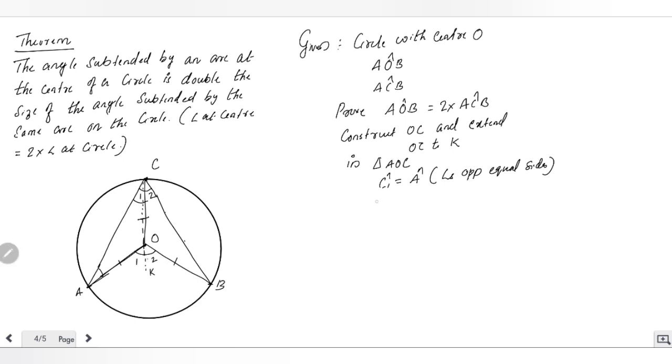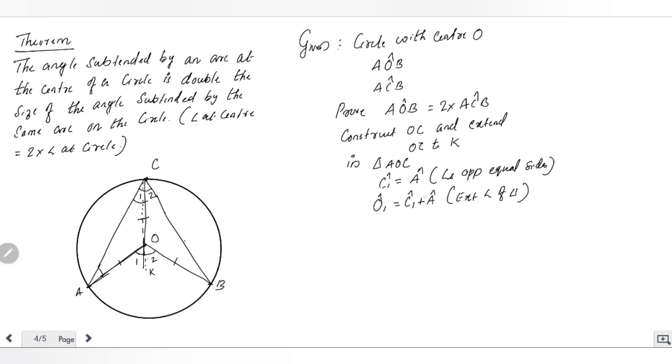This angle O1 is the exterior angle of the triangle. Do you agree? See, exterior angle, isn't it? You know that O1 is equal to what? C1 plus A. Exterior angle of a triangle. So these two results, you know that. Okay, first one is isosceles, second one is exterior angle.